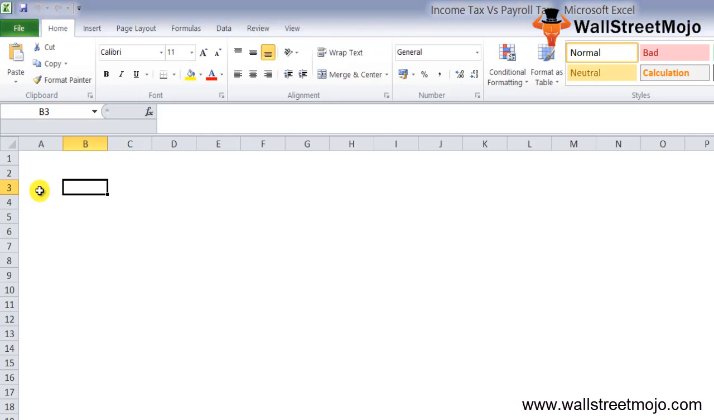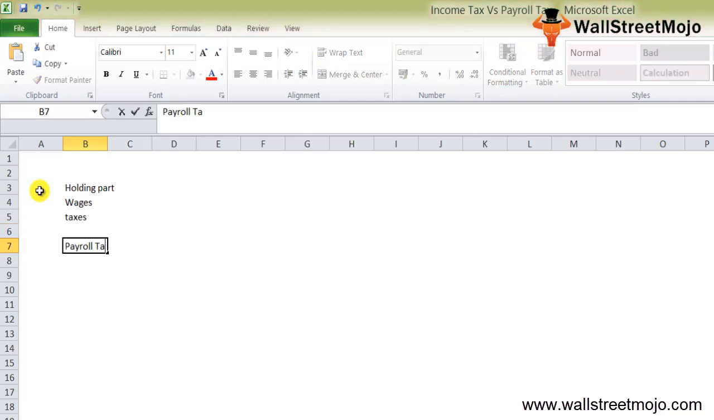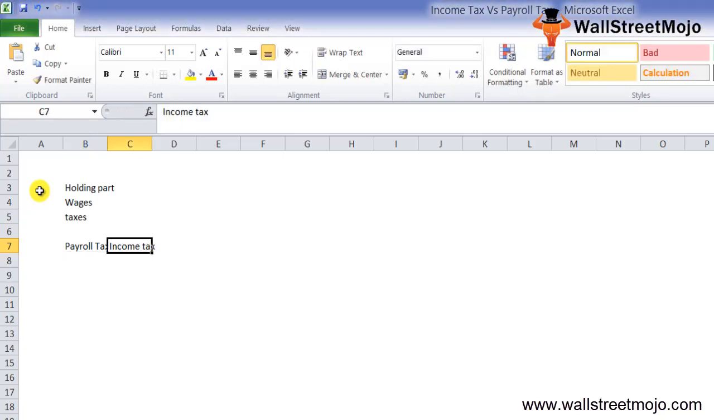Employers are responsible for holding part of the wages which have been given to the employees as employment taxes. So employment taxes are deducted from the employee's gross wages. So when they get their wages, taxes are deducted from that, right? And they are of two types. One is called the payroll tax and another one is called the income tax, right? Income tax consists of local, state, federal, and so on. These taxes vary from place to place, and some localities charge an additional local income tax.